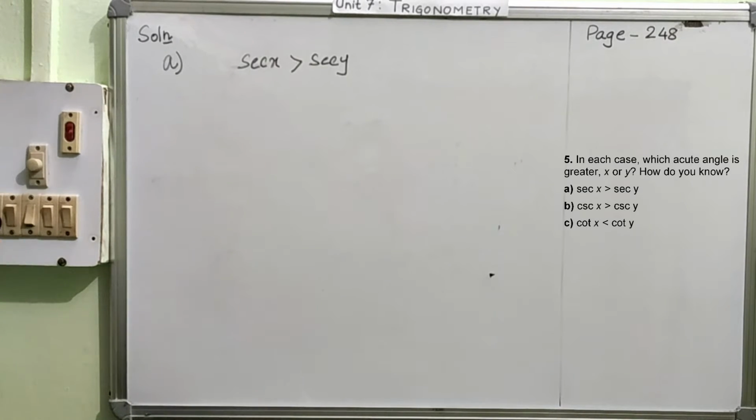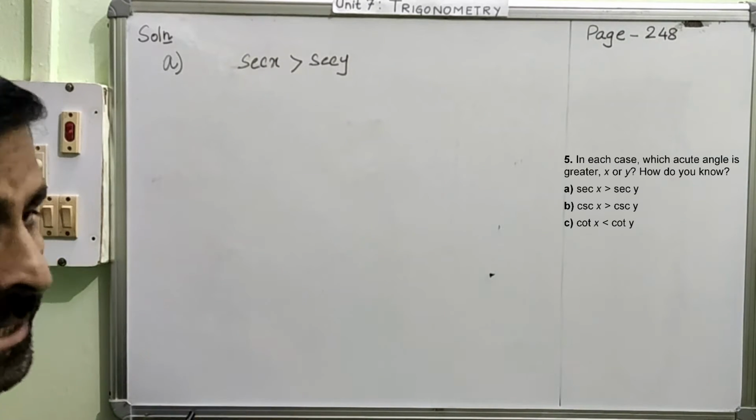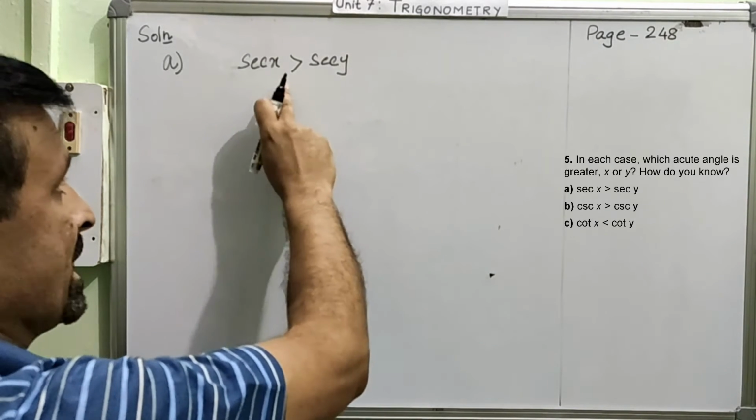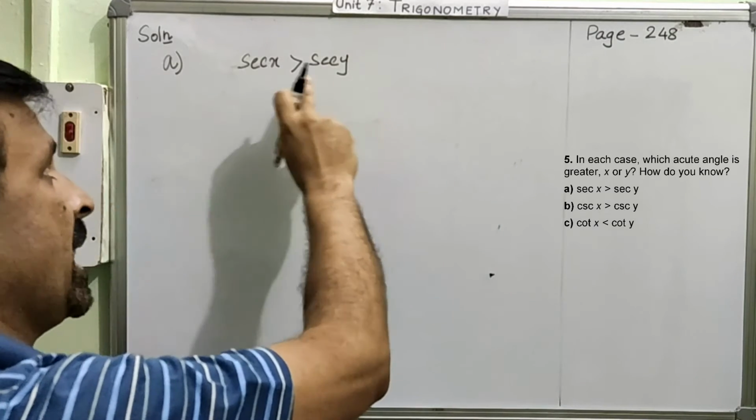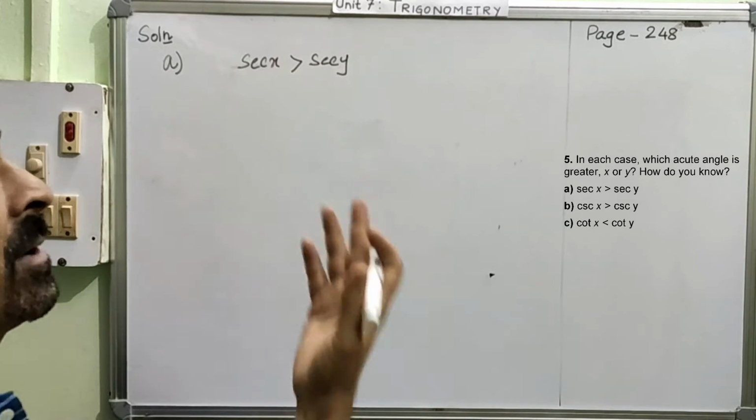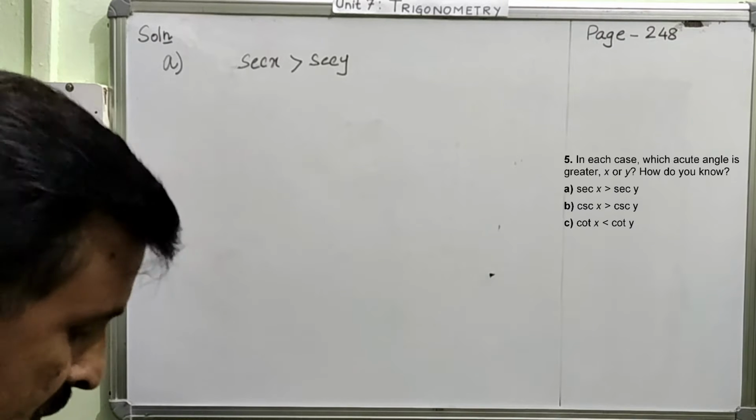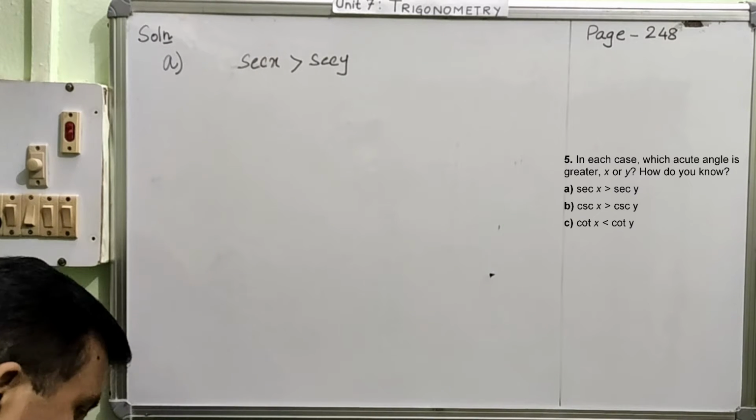Here, the value of the trigonometric ratio sec x is said to be greater than sec y. Then which angle will be greater? This is what we have to find out. So, now we will work on it.